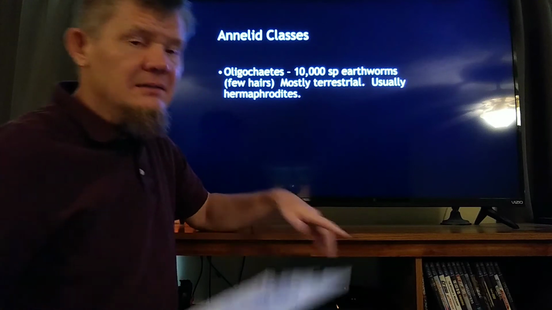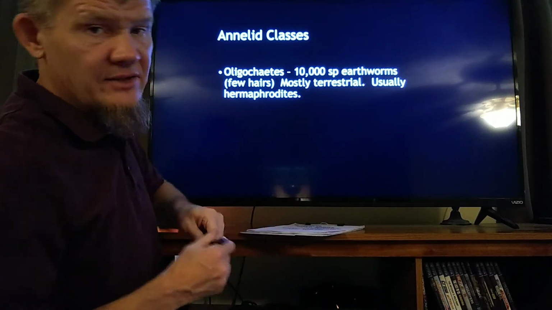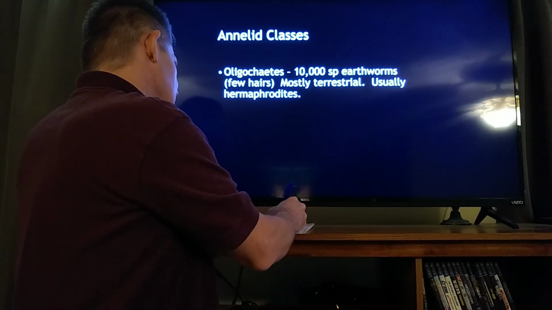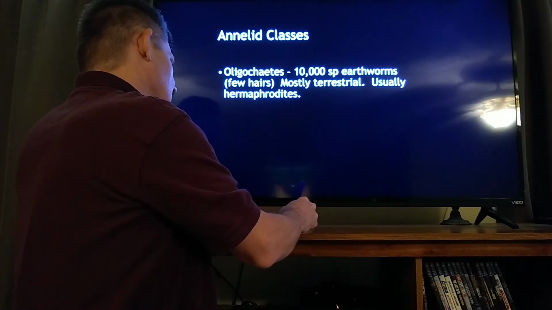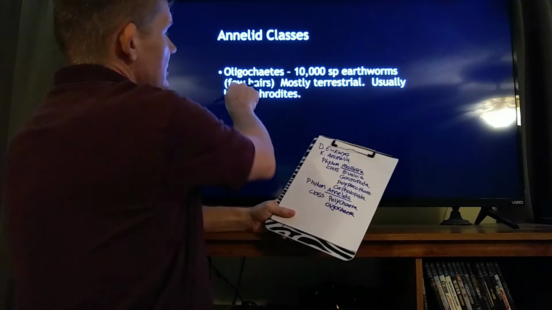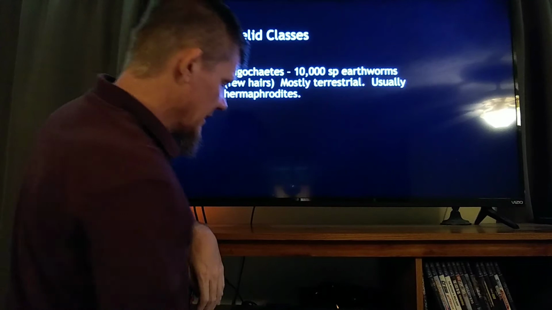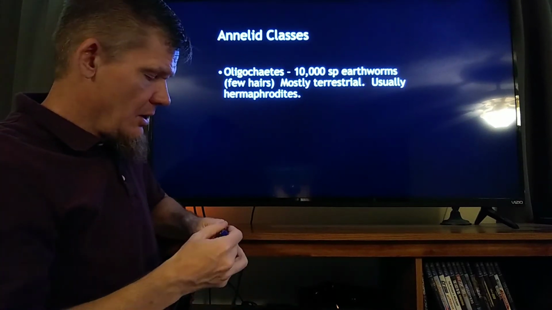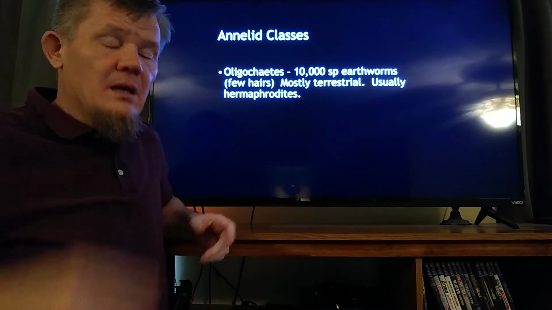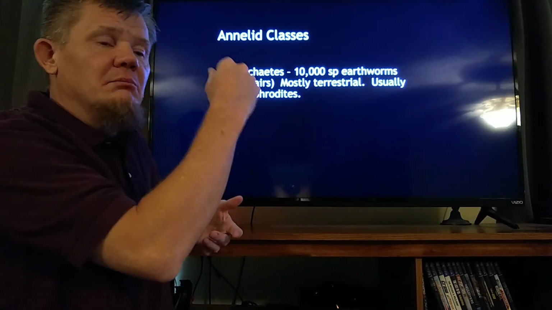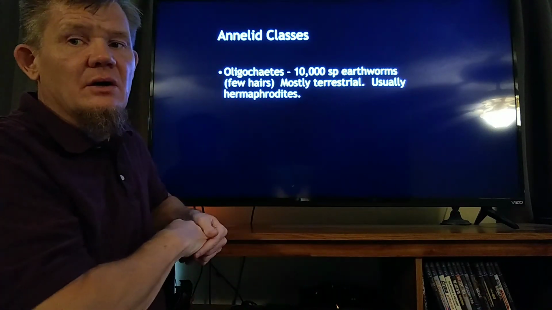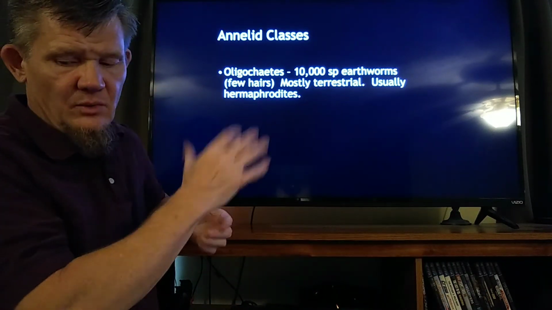If polychaete means many hairs, our next class is called oligochaeta. Oligo means few. So polychaete means many hairs, oligochaete means few hairs. Oligochaetes are earthworms. Polychaetes are marine segmented worms. Oligochaetes are terrestrial segmented worms.